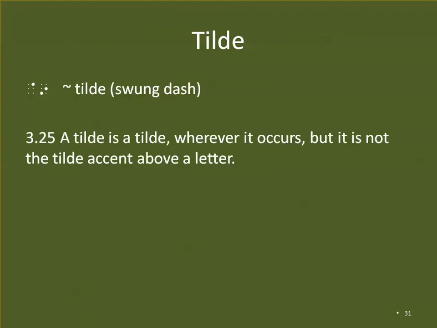Our tilde is dot 4 and then 3, 5. Again, this is not the tilde above letters. That's something different that we'll talk about later. A tilde is a tilde no matter what, no matter where, no matter what it means. So we're going to Braille that same Braille sign wherever we see that same print sign.